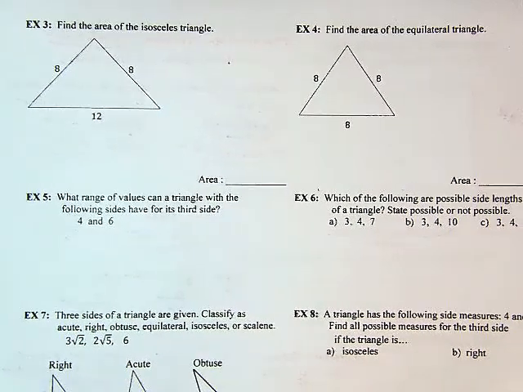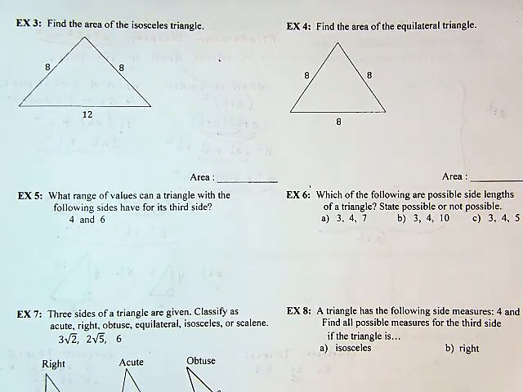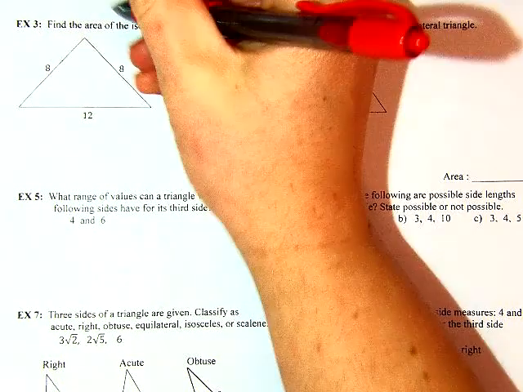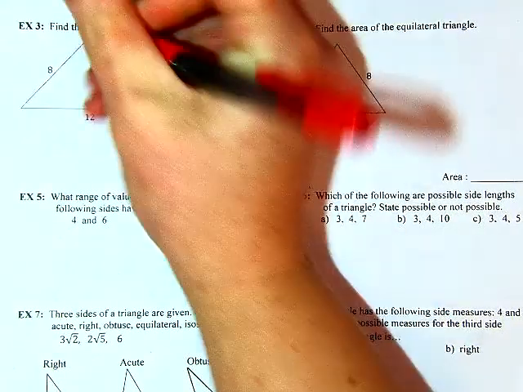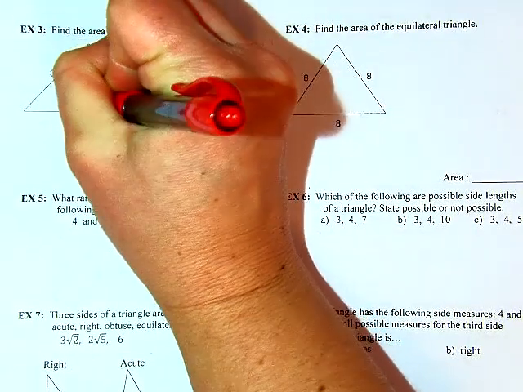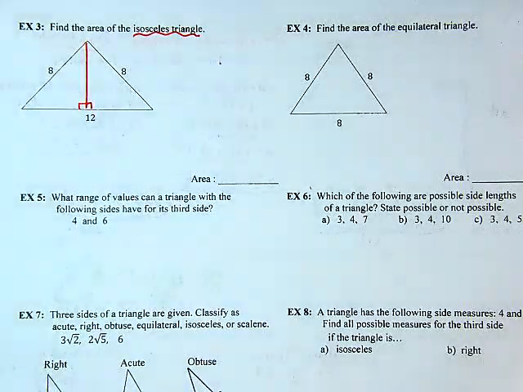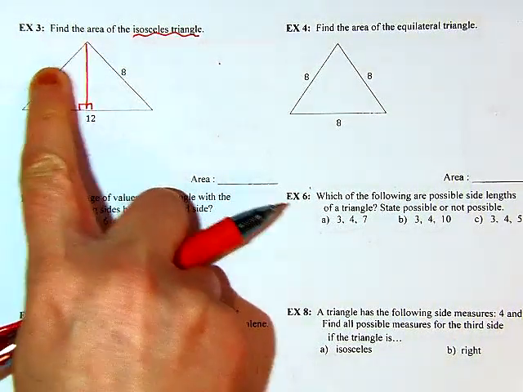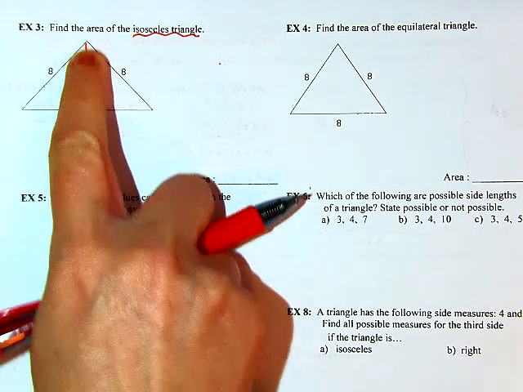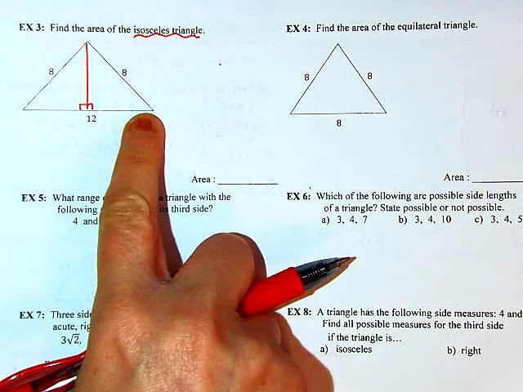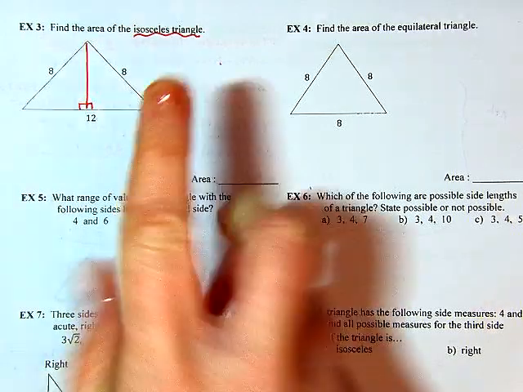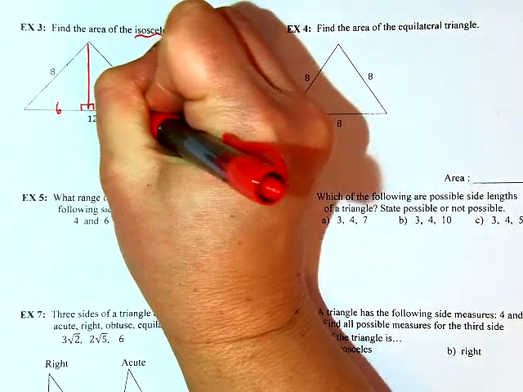All right, so for 3 and 4, I'm having you find area. Area for a triangle, we know, is 1/2 the base times the height. So find the area of the isosceles triangle. An isosceles triangle splits right down the middle into 2 congruent right triangles. So that means that our base right here, these are the 2 legs, here's our base. This is the vertex angle, these are the base angles. That base is being bisected. It's split into 2 congruent parts. So these 2 segments would be 6 and 6.